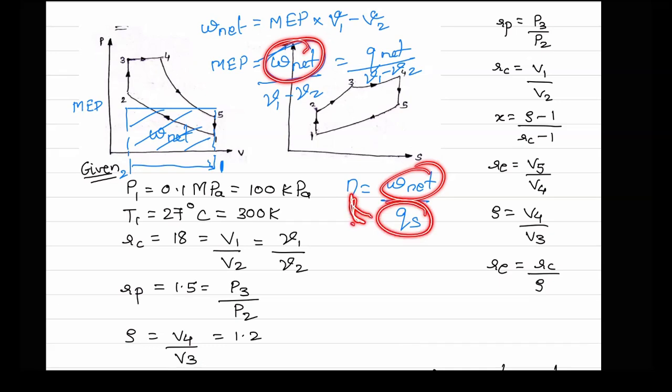Okay. So if I check this, mean effective pressure will be QS into efficiency divided by V1 minus V2. So basically, I'm going to use this equation.